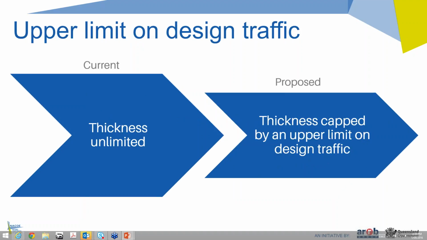The third main change proposed is an upper limit on design traffic in full-depth asphalt pavements. In the current Austroads pavement design procedure, asphalt thickness increases indefinitely with increasing traffic. Various research undertaken more recently suggests that this is not necessary and not providing value for money. So in the technical note, asphalt thickness is capped, and that's done by an upper limit on design traffic. And Jeffrey will cover that aspect in detail.